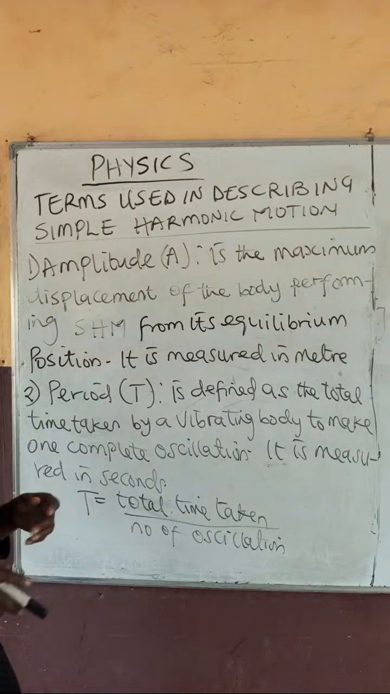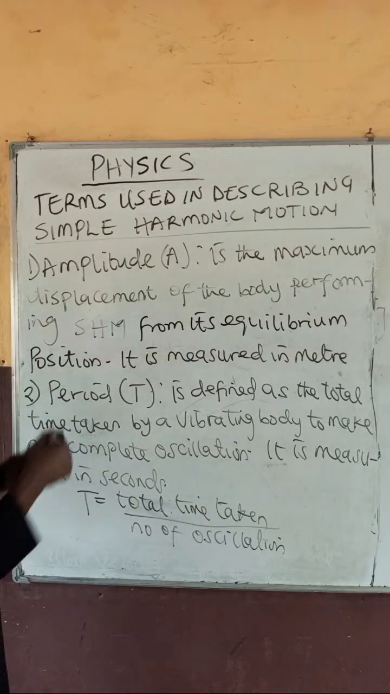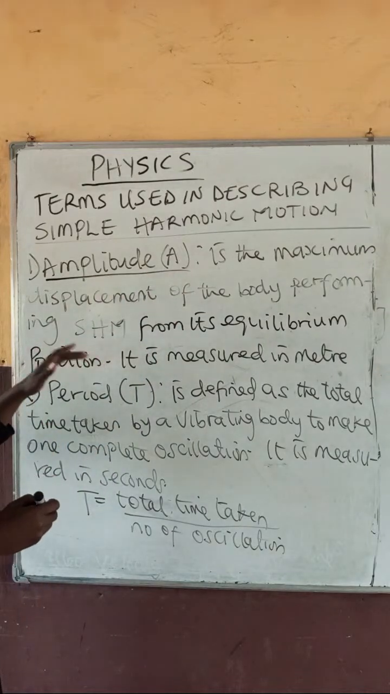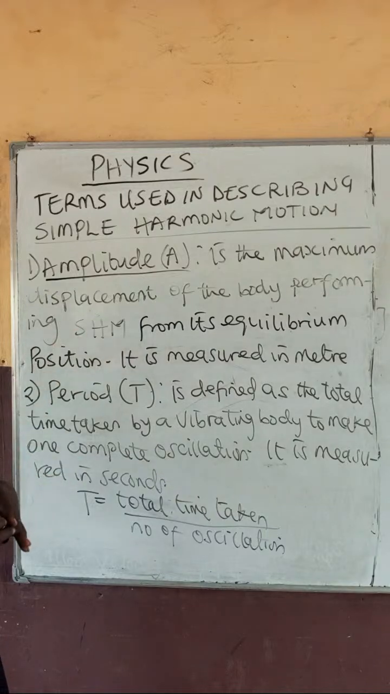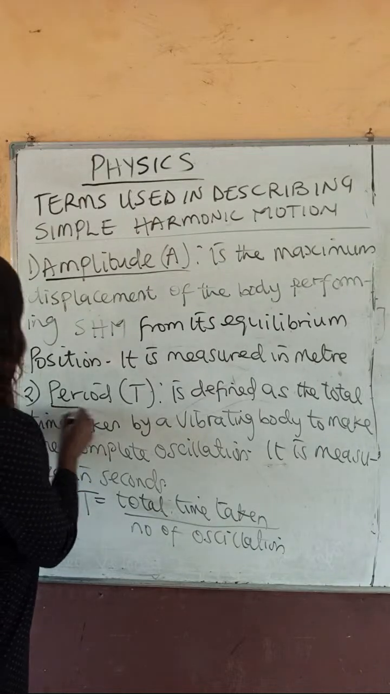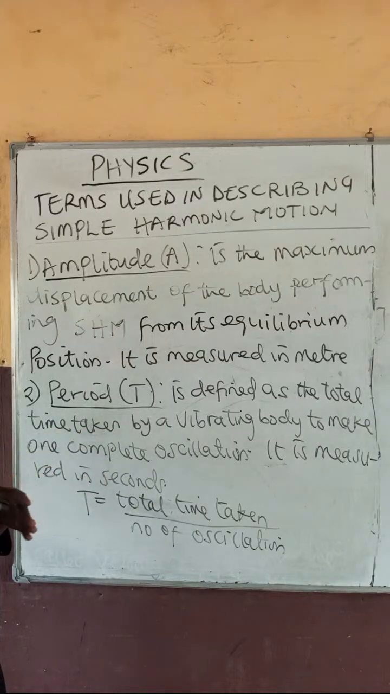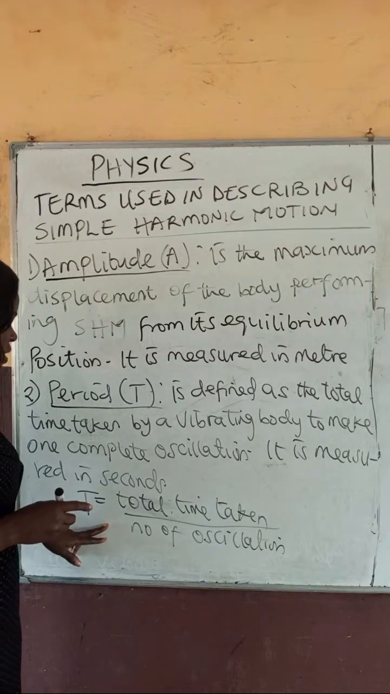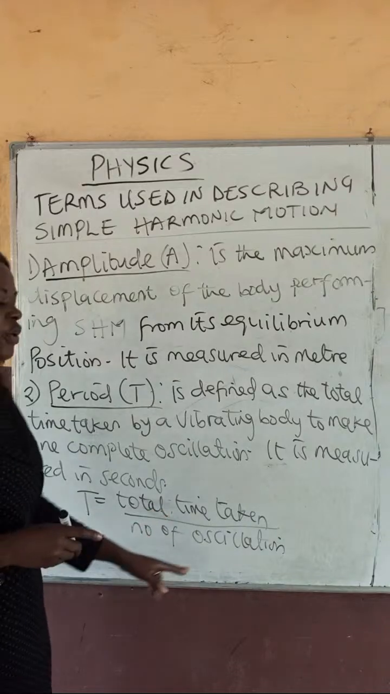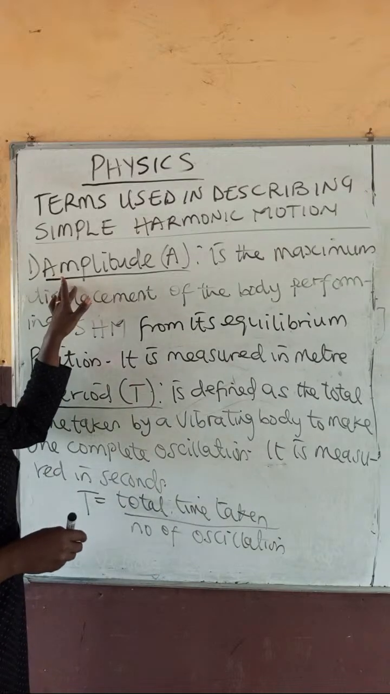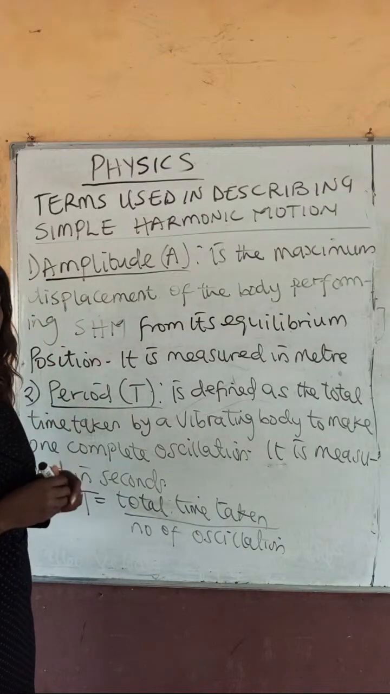Terms used in describing simple harmonic motion. The first is amplitude. Amplitude is the maximum displacement of the body performing simple harmonic motion from its equilibrium position. It is measured in meters. Period is defined as the total time taken by a vibrating body to make one complete oscillation. It is measured in seconds. That is, period is equal to total time taken over number of oscillations. Now I'm going to explain with a diagram what amplitude and period are.